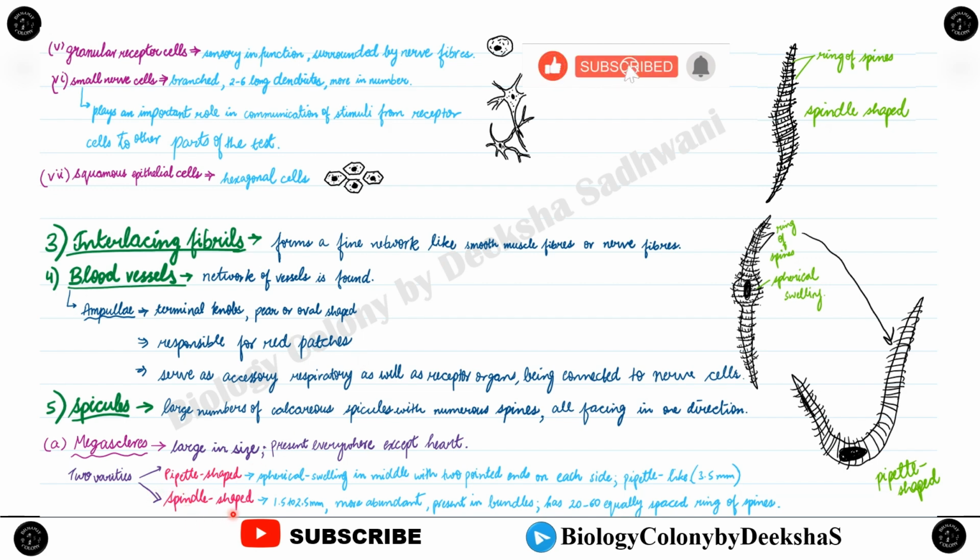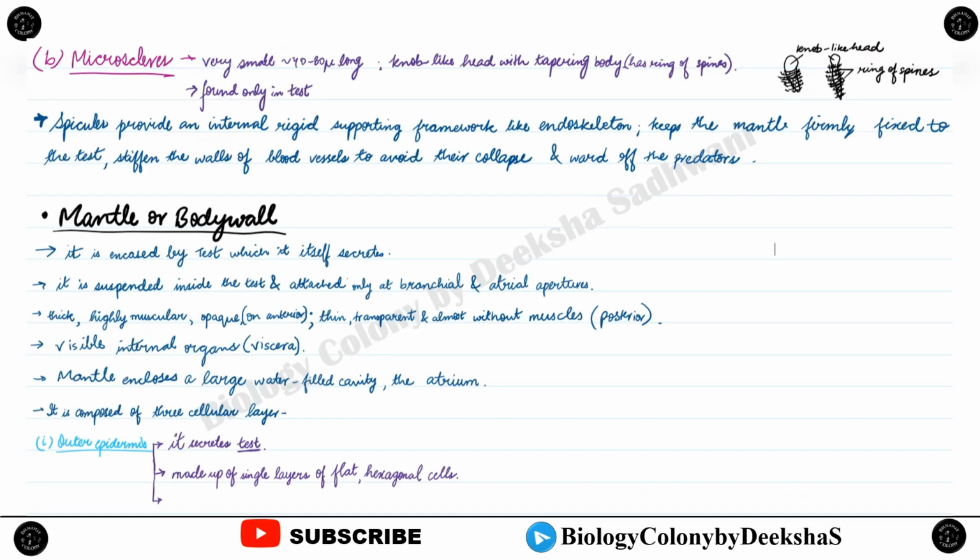Then we have spindle shaped. These are more abundant in number and present in bundles. It has 20 to 60 equally spaced rings of spines. Next are microscleres. These are very small, 40 to 80 micron long, with a knob-like head and tapering body. It has a ring of spines. These are found only in the test region.